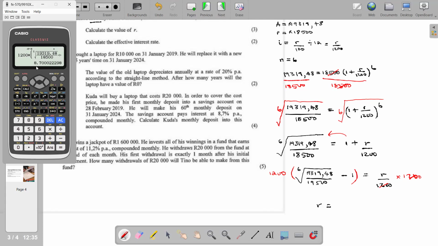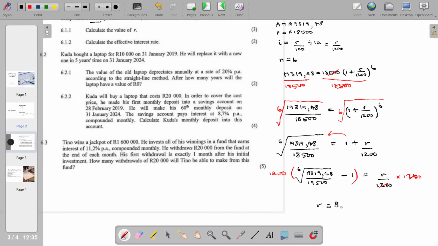So if we check that, when you convert it, it's going to give 8.70%. And the question was saying calculate the value of R. So here is our R. Take note here, it's 18,500, not 19,500.